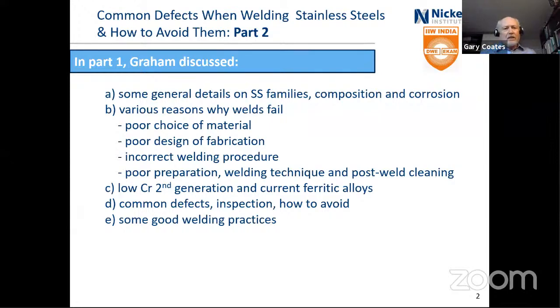He also talked about some second generation ferritic stainless steels, the low chromium stainless steels, and then went through common defects, inspection, radiography, and how to avoid them, and then some good welding practices.